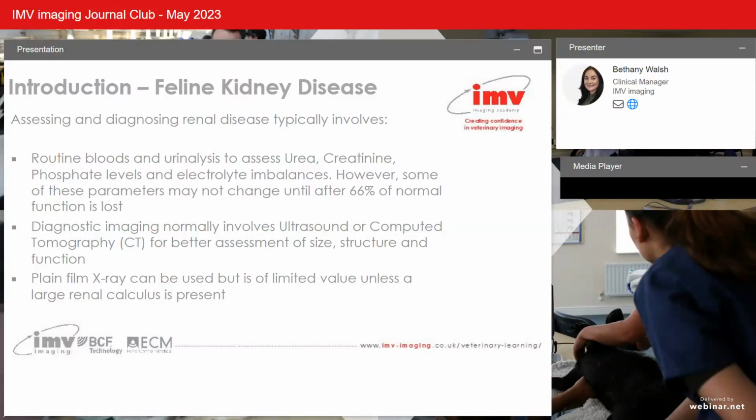Diagnostic imaging is a valuable tool for assessing kidney damage, which can typically be ultrasound or computed tomography. Computed tomography is better for assessment of size, structure, and function of the kidneys, especially if an IV contrast is used. Plain film can also be used, but limitations apply due to having a 2D image with structures overlying the area of interest, unless there is a large renal calculus present within the tract.